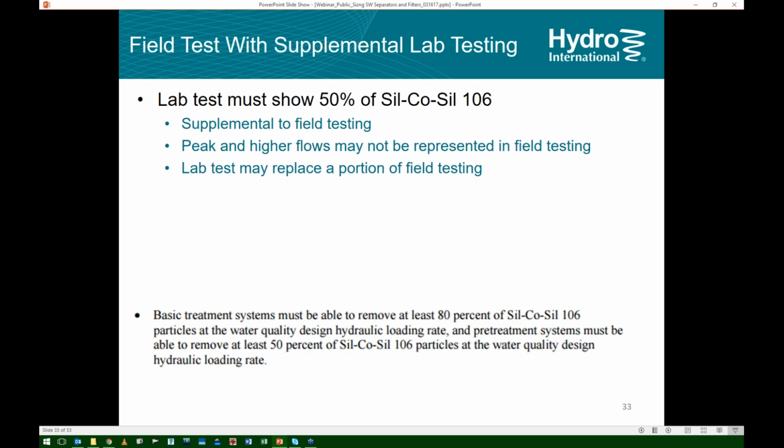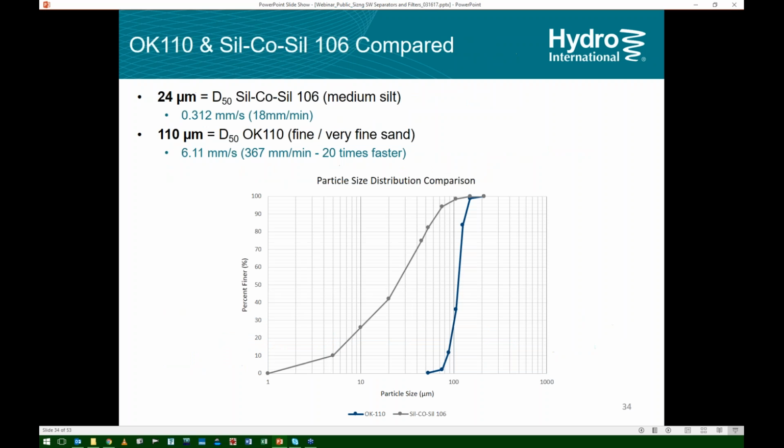And they require the use of a product called Separators 106 as the test sediment. This is really fine material. You can see these particle size distribution charts here. The old OK110, which is about 125 micron, is the blue line. That had a particle size of around D50, around 110 microns. So it would settle at about 6.1 millimeters per second, reasonably quickly.